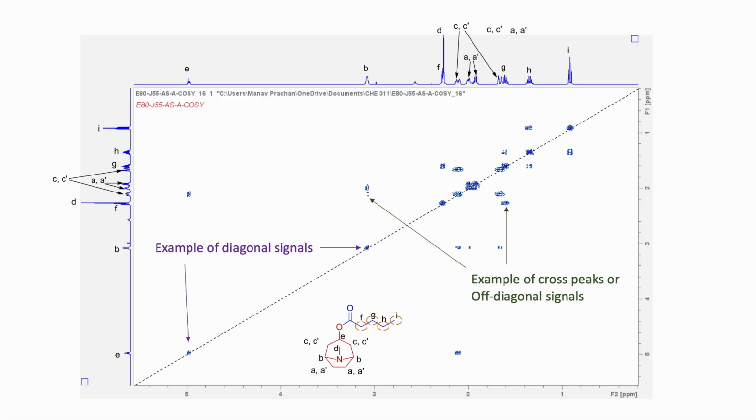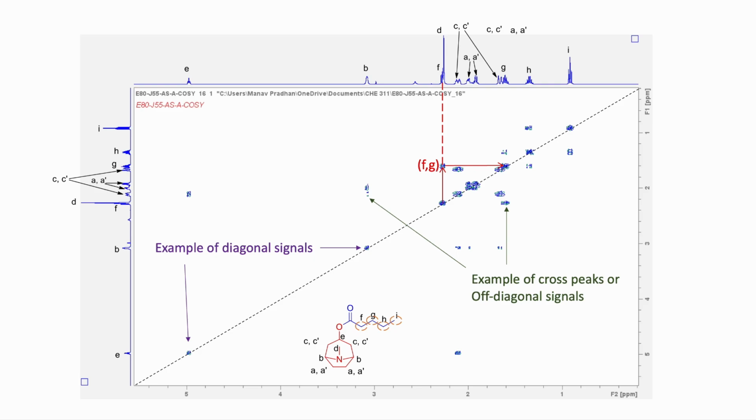Now, after you identify the entry point, you are going to draw triangles to find the cross peaks. By that, I mean first, from the diagonal signal F, draw a vertical line going up and stop at the cross peak. Then, draw a horizontal line going to the right and stop at the diagonal signal, which should be here at around 1.6 parts per million. Since F is coupled with G, the signal at 1.6 parts per million is proton G. This way, we can identify the neighboring protons.